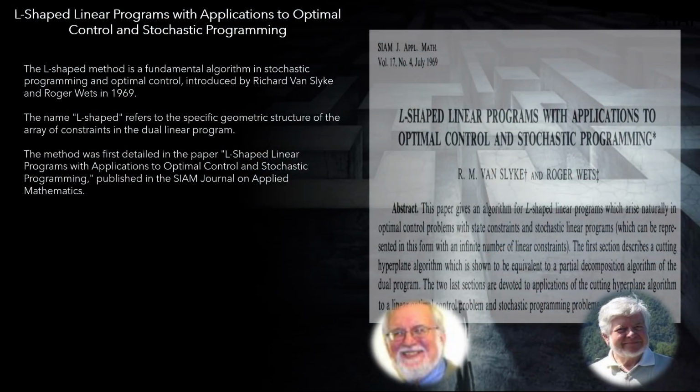The L-shaped method is a fundamental algorithm in stochastic programming and optimal control, introduced by Richard Van Slyke and Roger Wets in 1969. The name L-shaped refers to the specific geometric structure of the array of constraints in the dual linear program. The method was first detailed in the paper L-shaped linear programs with applications to optimal control and stochastic programming, published in the SIAM Journal on Applied Mathematics.